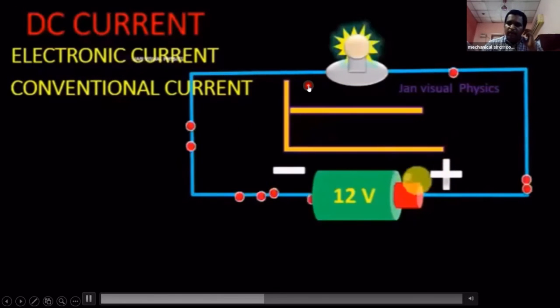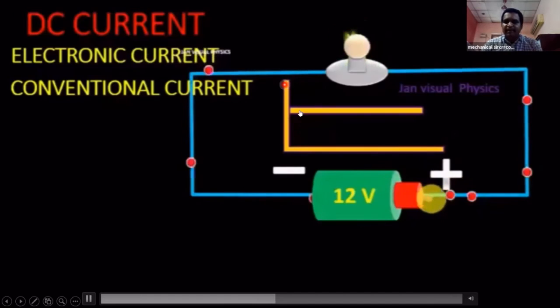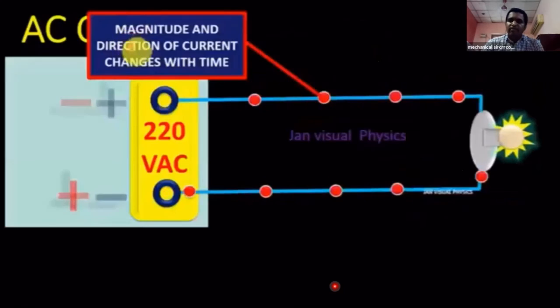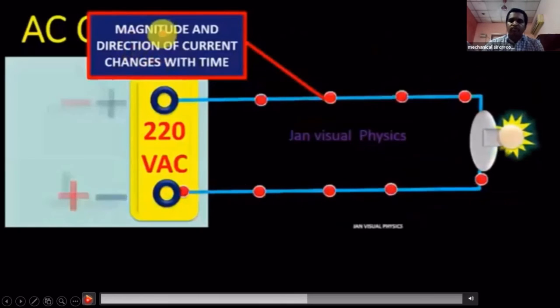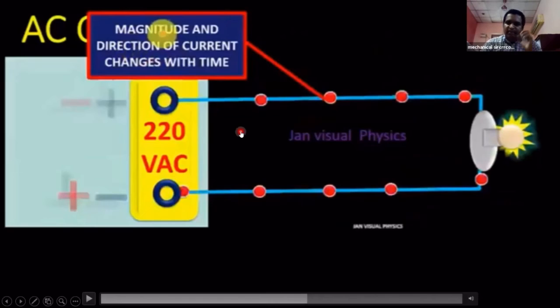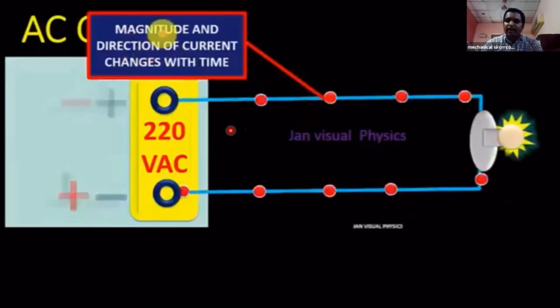Most of the electronic devices are based on direct current. But our supply voltage is AC, so we need to convert the AC current to DC current for different electronic devices. They require DC current, so we need to use rectifiers to convert AC current into DC current. See this. This is AC current. AC current means household current. What we are using in houses is AC current, alternating current.